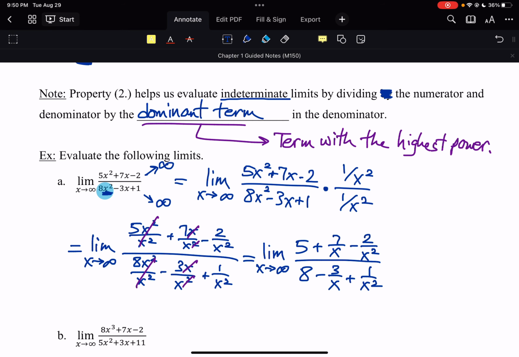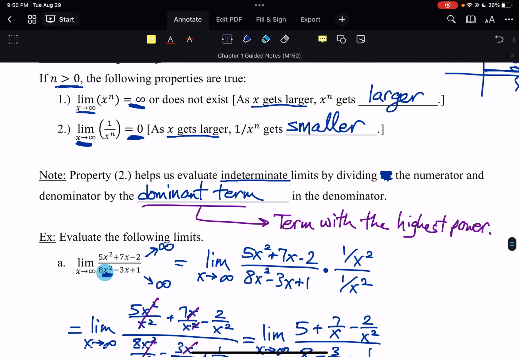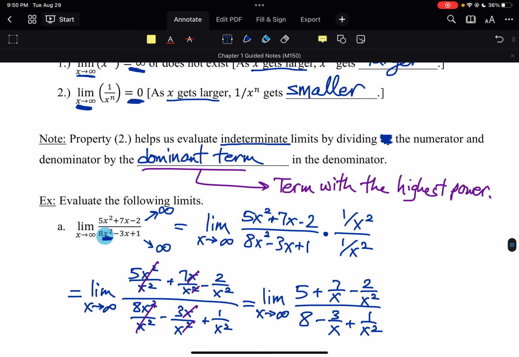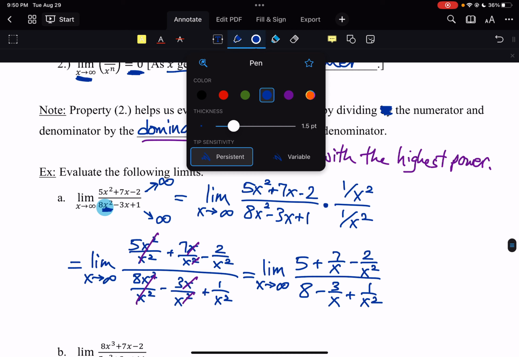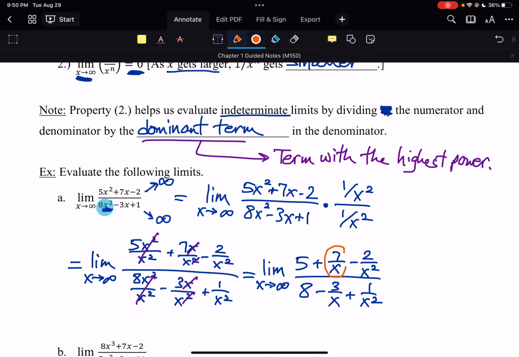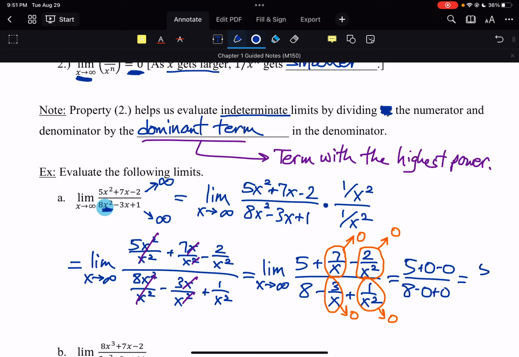Now, according to property 2 up here, if x is going to infinity, any fraction with a positive power of x in the denominator should go to 0. So this tells us that this term, as x goes to infinity, the whole thing goes to 0. This term goes to 0, this one goes to 0, and this one goes to 0. What's left is just a constant, so we really don't even need to take the limit anymore, because the limit of a constant is just itself. So we're just left with 5 plus 0 minus 0 over 8 minus 0 plus 0. So we're just left with 5/8.